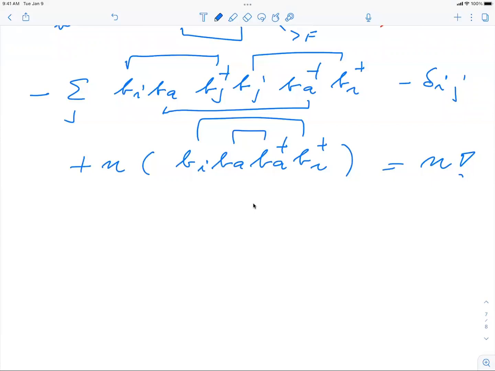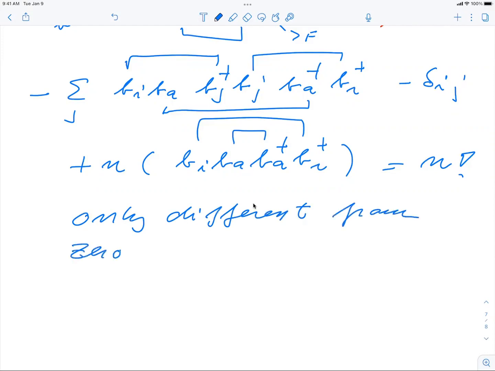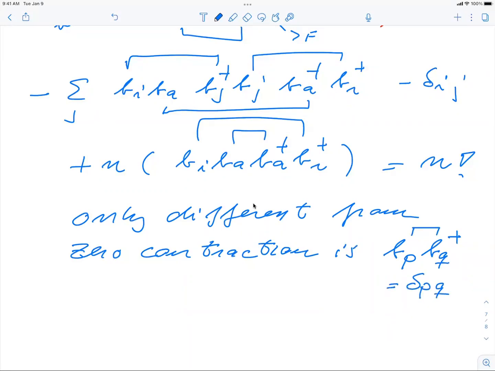So we made a transformation. But the thing we should notice is that the only contraction here which is different from zero is this b_p† b_q, and now I'm putting in these general labels p and q. So this is a general state. We haven't specified whether this is below or above the Fermi level. This is the only one which is different from zero, in case p is equal to q.